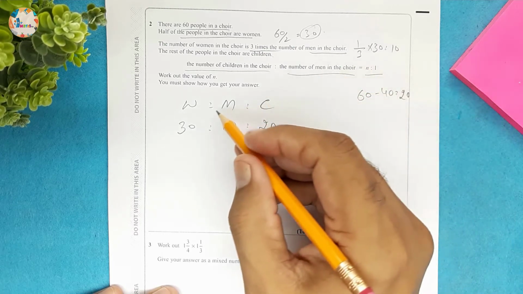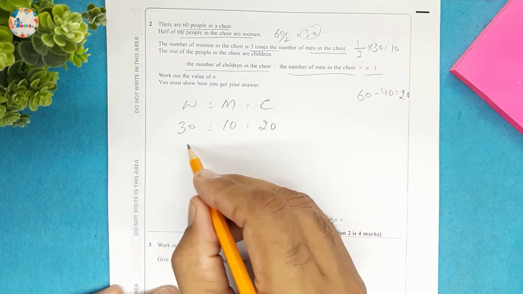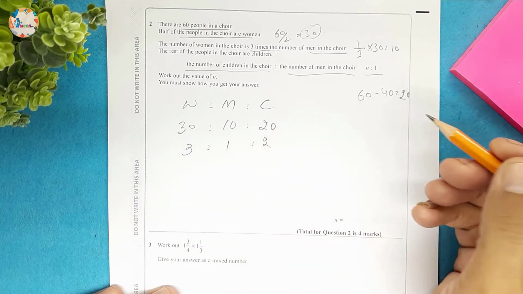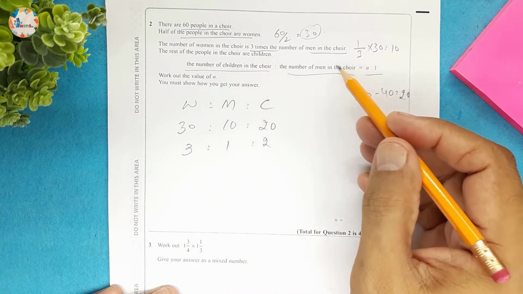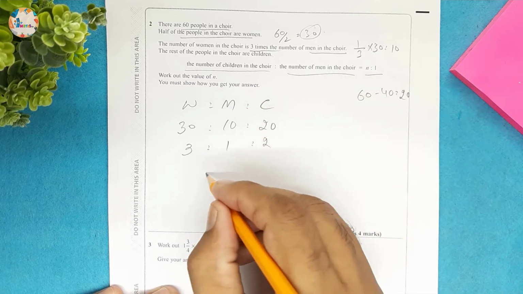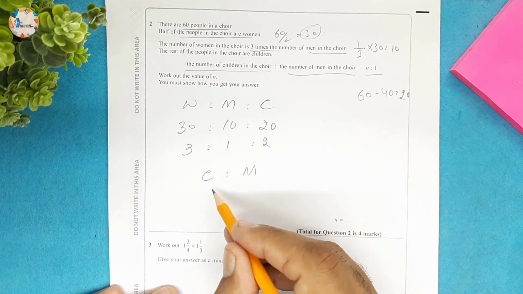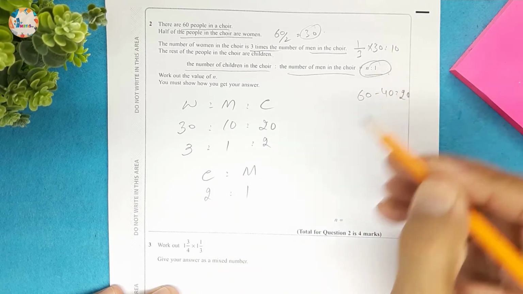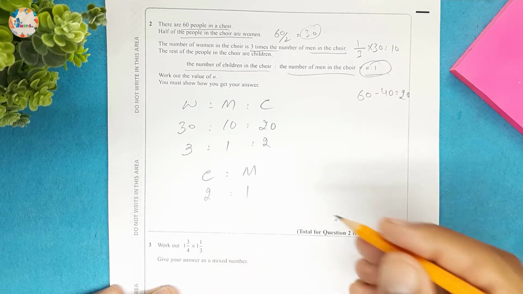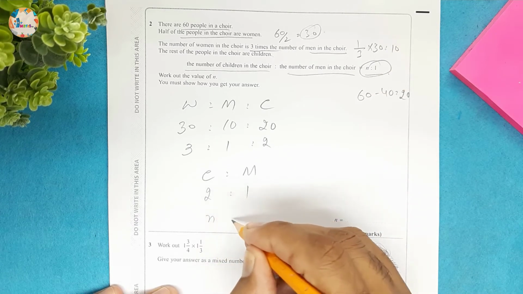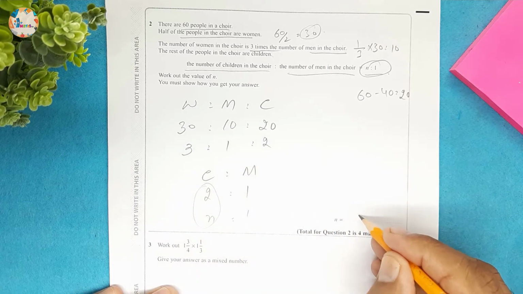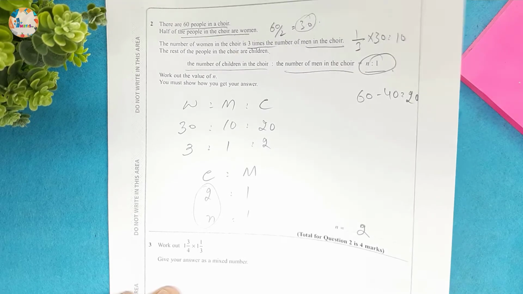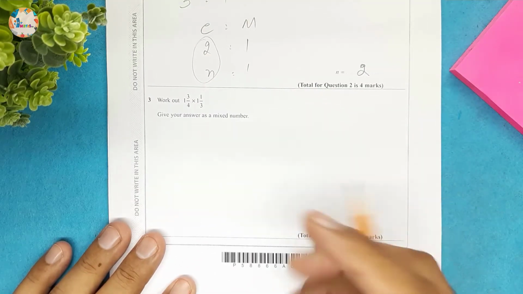Now we have to simplify them. So the simplest form ratio will be 3 ratio 1 ratio 2, and they are saying children ratio men. So children ratio men will be, children will be 2 and men will be 1, which is n:1. So n is equal to 2. So we can write n is equal to 2. Hopefully you understood this.